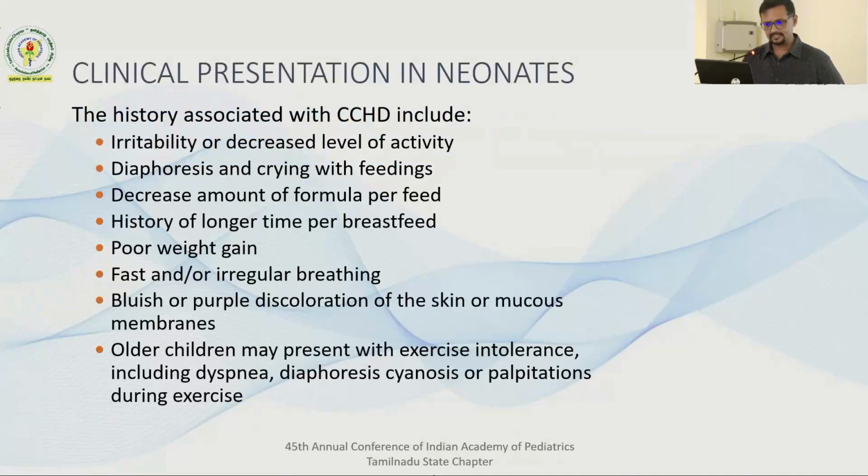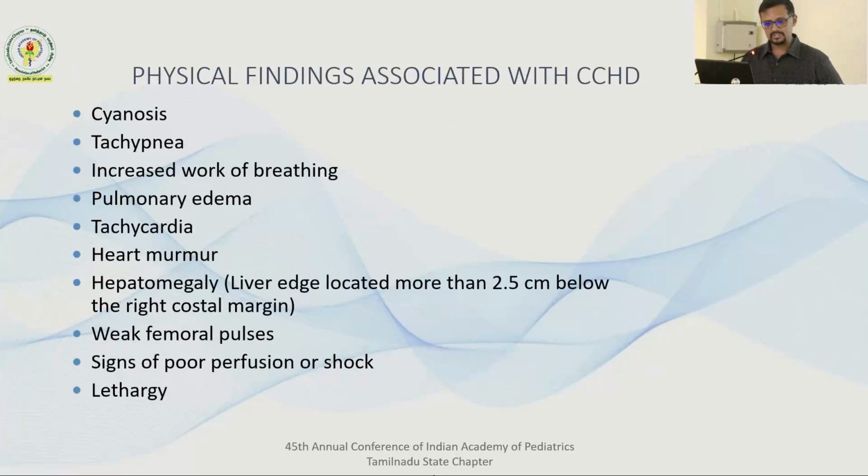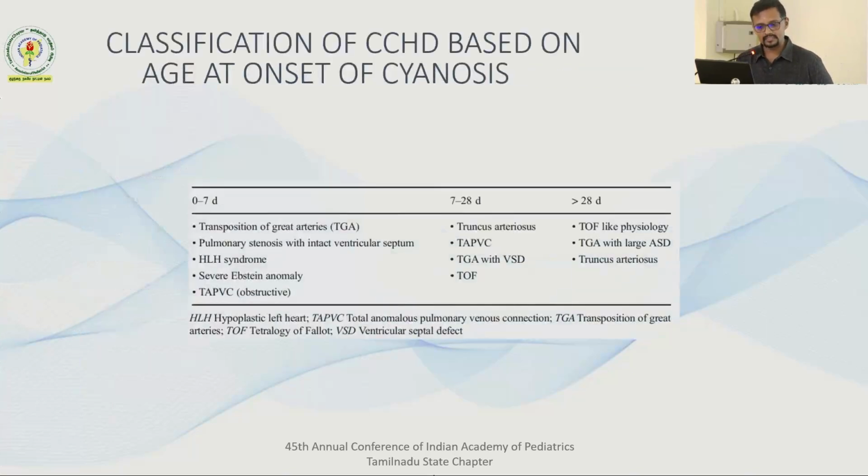So these are the few clinical presentations: irritability, decreased level of activity, diaphoresis, crying with feeding, and history of longer time per breastfeed, poor weight gain, fast and irregular breathing, bluish or purplish discoloration noted by the mother. So cyanosis, tachypnea, increased work of breathing, pulmonary edema, tachycardia, heart murmurs, hepatomegaly, especially in obstructed TAPVCs, weak femoral pulses presenting with shock and lethargy.